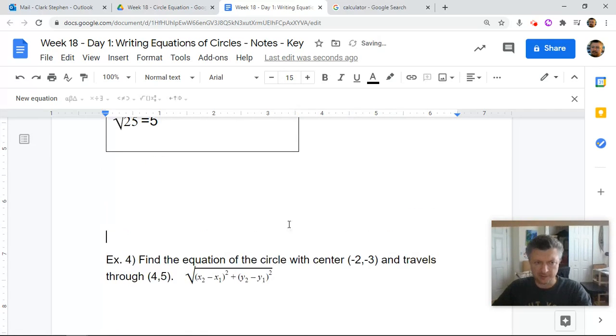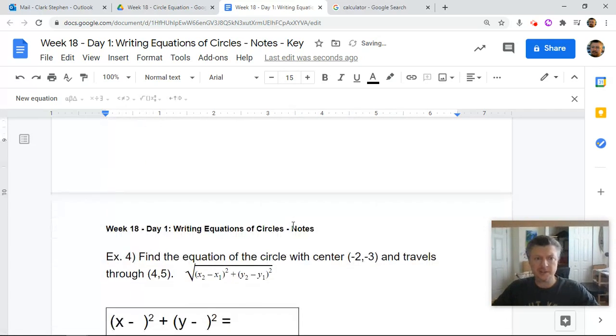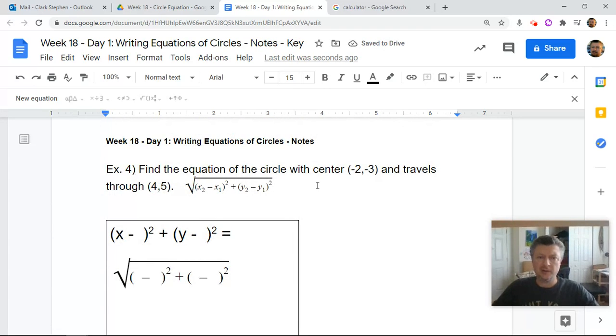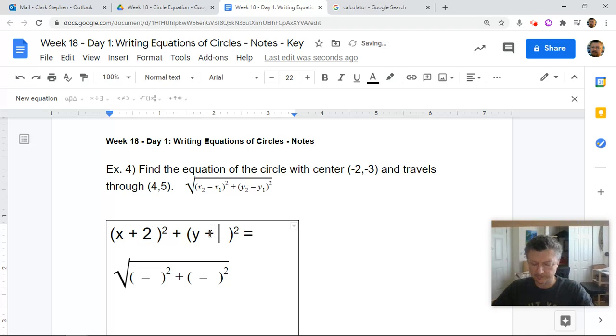Okay, let me move this down so it's on the same page. All right, same kind of deal. You have a center point and you have a point the circle travels through. All right, so center point is -2, so you're going to put a plus 2 there, the opposite, right? You have a -3. You're going to put a plus 3. All right, now you need to find the radius because this is the center point, and the circle travels through this point. So again, the radius is always the distance from the center point to any point on the circle. So you can find the distance.